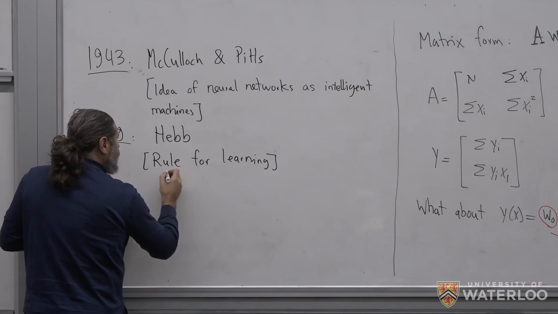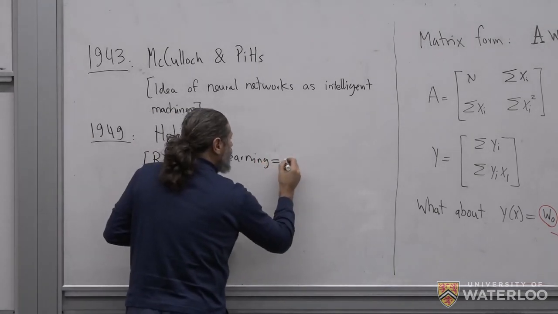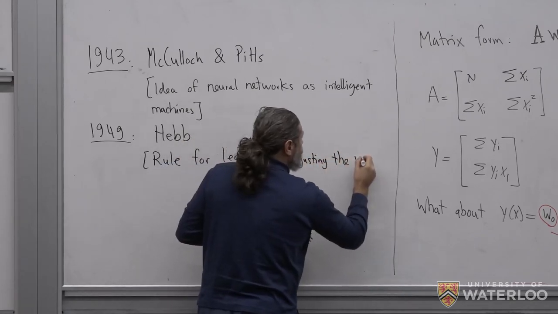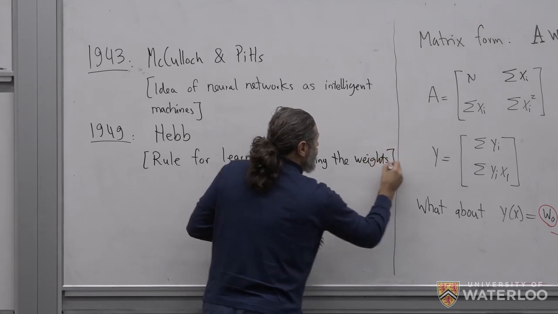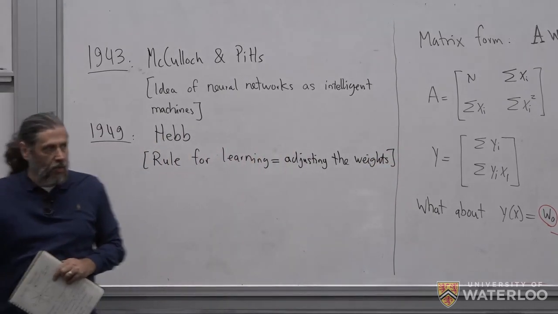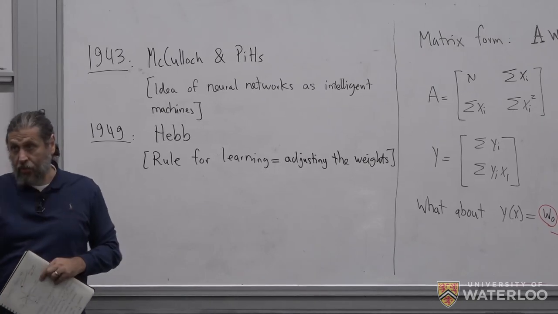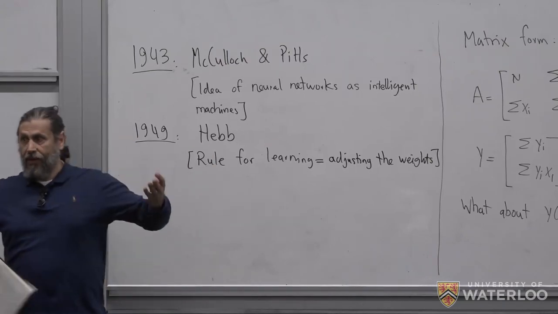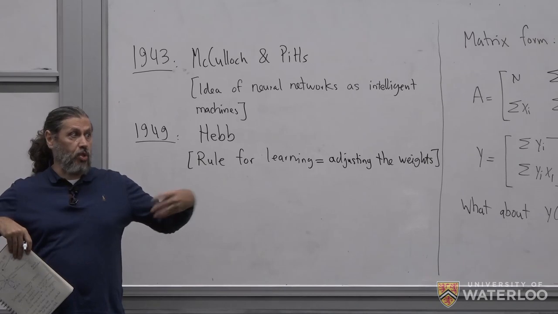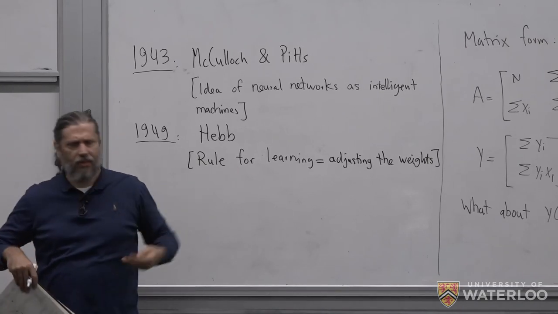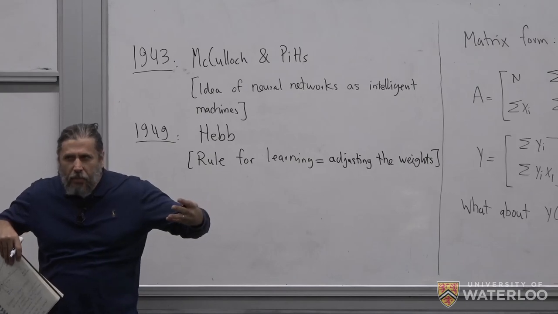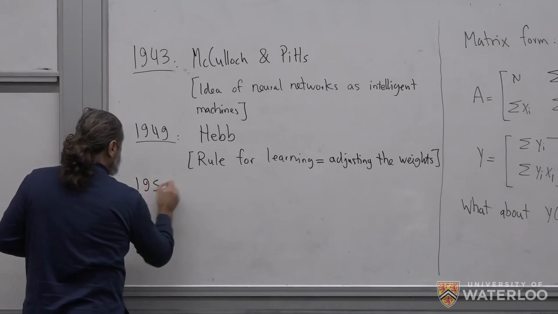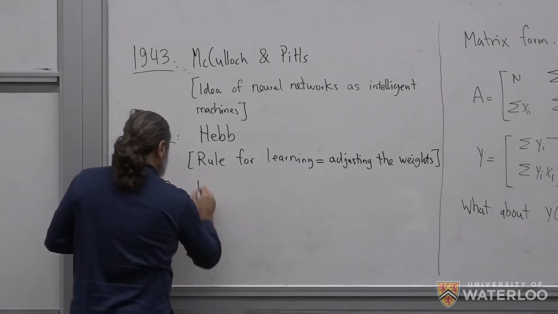And a rule for learning, which is adjusting the weights. Learning is adjusting the weights. I can go one step further. Intelligence is adjusting the weights when there are no matrices. How do you do that? Our entire mathematics becomes useless for this case. So whatever can help me out, it cannot be stupid. 1958. We get Frank Rosenblatt.